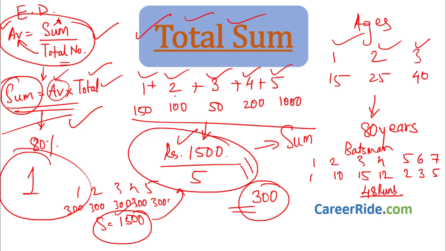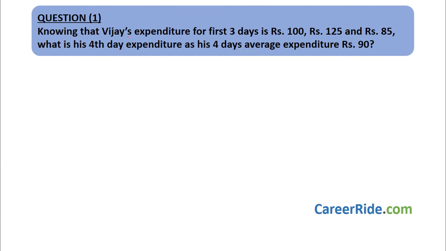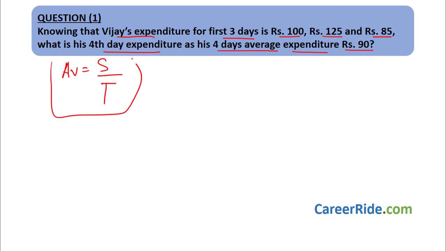Okay, now moving on to the first question. Knowing that Vijay's expenditure for the first 3 days is rupees 100, rupees 125, rupees 85, what is his fourth day expenditure, as his 4 days average expenditure is rupees 90. Now we know average is nothing but sum upon total, right? This is the formula. Now what is exactly total? Total is nothing but the total number of observations. Here they have given the 4 days average, and the first 3 days expenditure, and we have to find the fourth day expenditure.